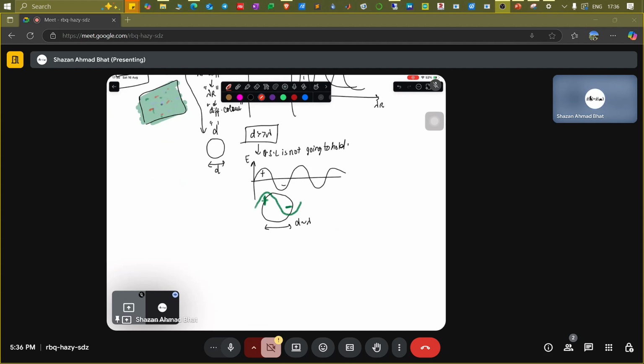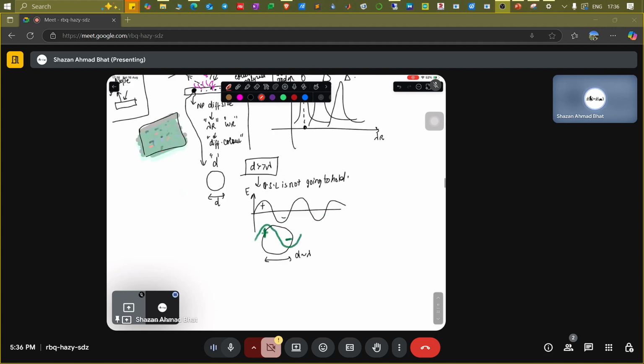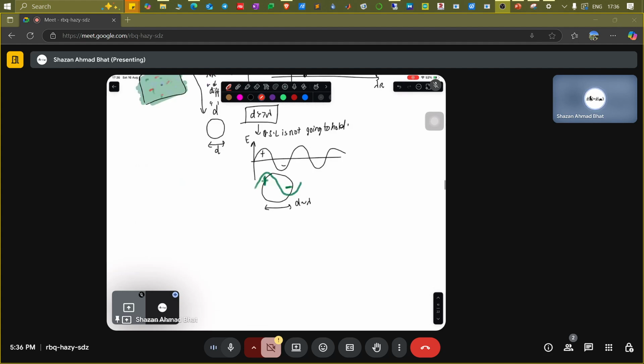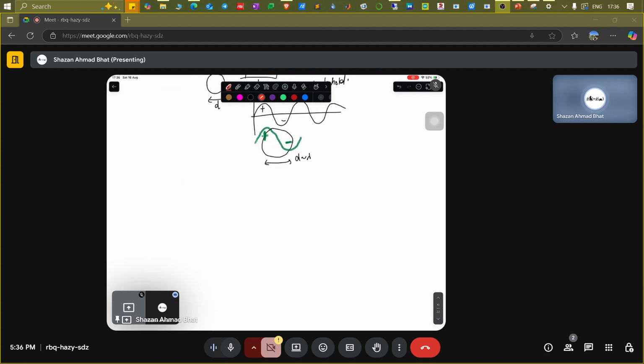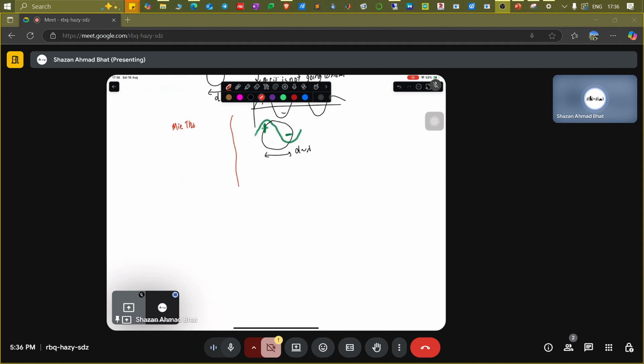Now, how are we going to understand what happens with the size? Again, there is a calculation that comes from Mie theory.